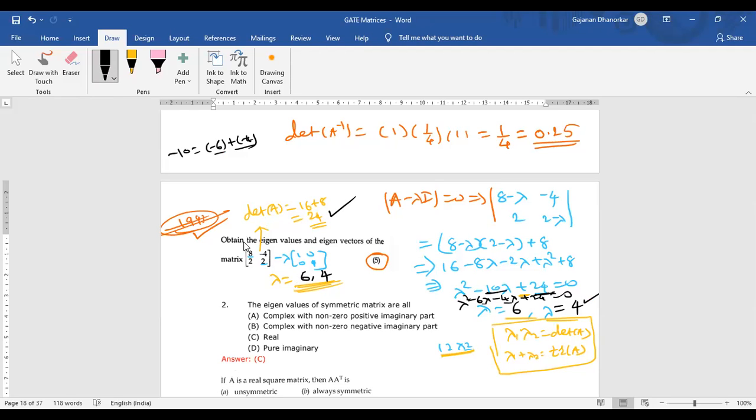Now you can check whether this is correct or not. What is their multiplication? Multiplication is 24. Yes, this is 24, and that means this is the determinant. What is the addition? Addition is 10. Yes, the addition of all these diagonal elements, 8 and 2, is 10. Yes, this is your correct answer.